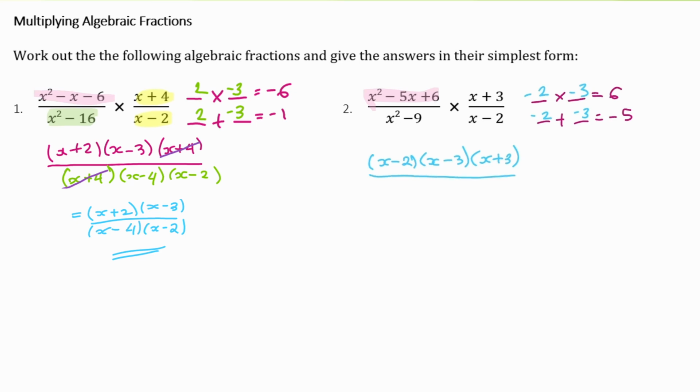And in the denominator, we've got x squared minus 9, which is the difference of two squares. So we can factorize that as x plus 3, x minus 3. And we multiply it with the second denominator, which is x minus 2.